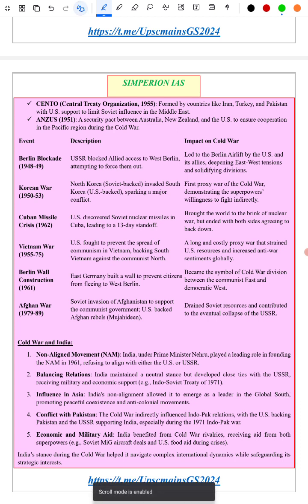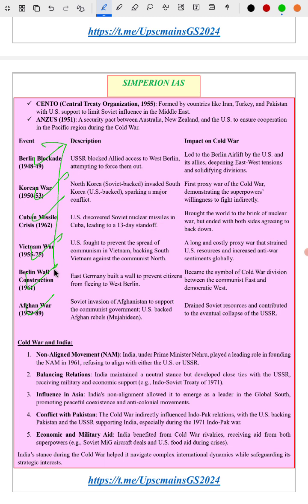Next, we have discussed important events that happened during the Cold War. That is the Berlin blockade, the Korean War, Cuban Missile Crisis, Vietnam War, Berlin Wall construction, Afghan War. All the events and the description of the Cold War. The two major powers, USSR and USA, were taking different sides.